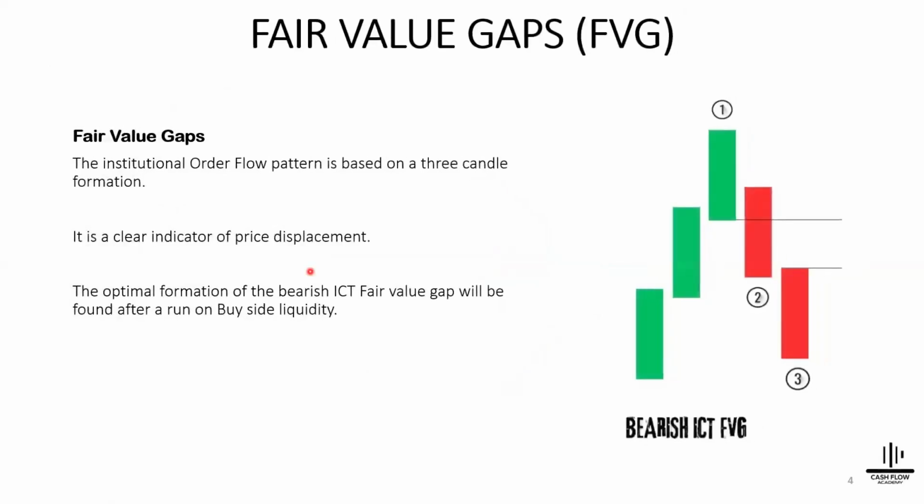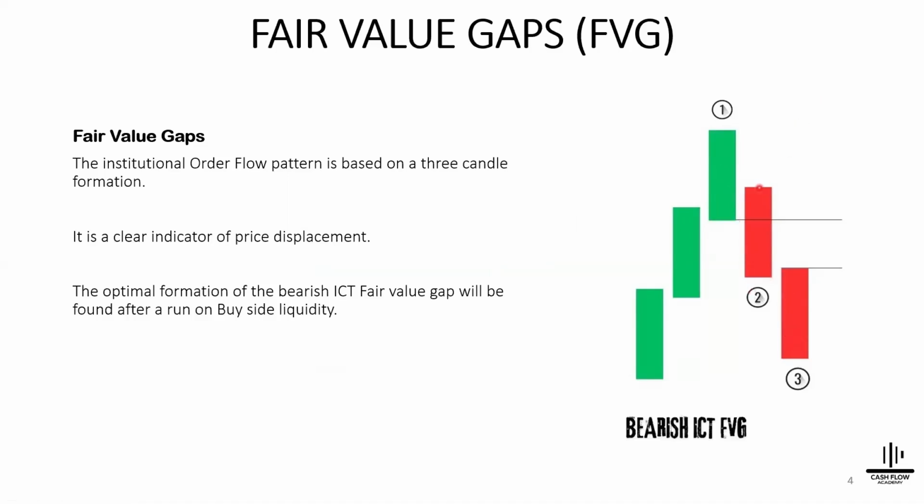The fair value gap. The institutional order flow pattern is based on a 3-candle pattern. Now you can see 3 candles here. We have 1, 2, 3. It is a clear indicator of price displacement. So the fair value gap is formed by 3 candles. We have the first, the second, and the third.